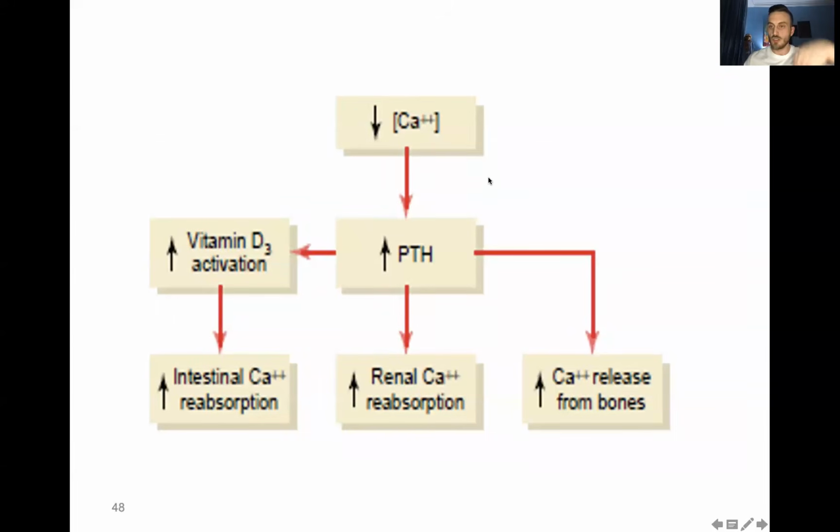So if the calcium is going down, the parathyroid hormone will go up. The parathyroid hormone will release calcium from the bones, and it will increase reabsorption of calcium from the renal tubules, and it will activate vitamin D, which will increase reabsorption. So parathyroid hormone is actually working in 3 places. First of all, the intestine, to absorb calcium by vitamin D. Number 2, renal reabsorption. Number 3, release of calcium from the bone.